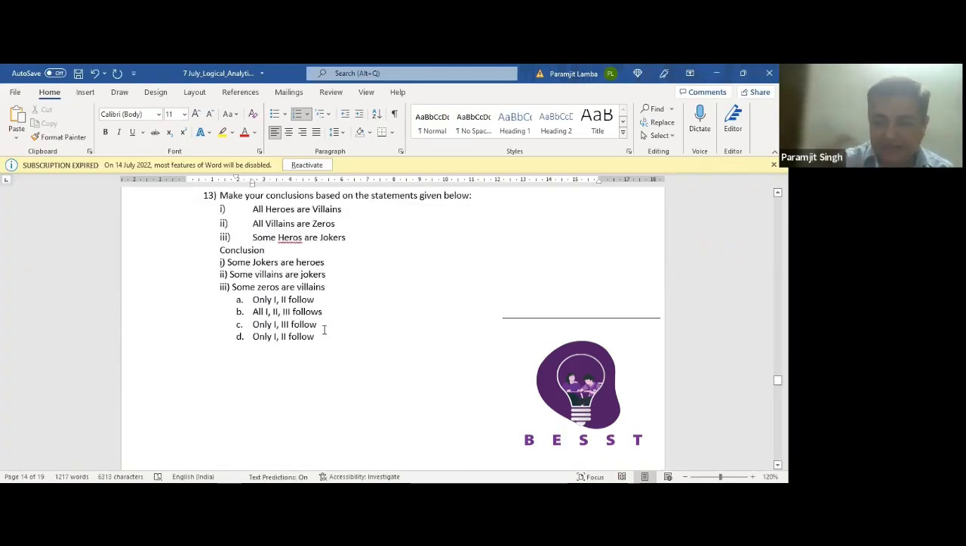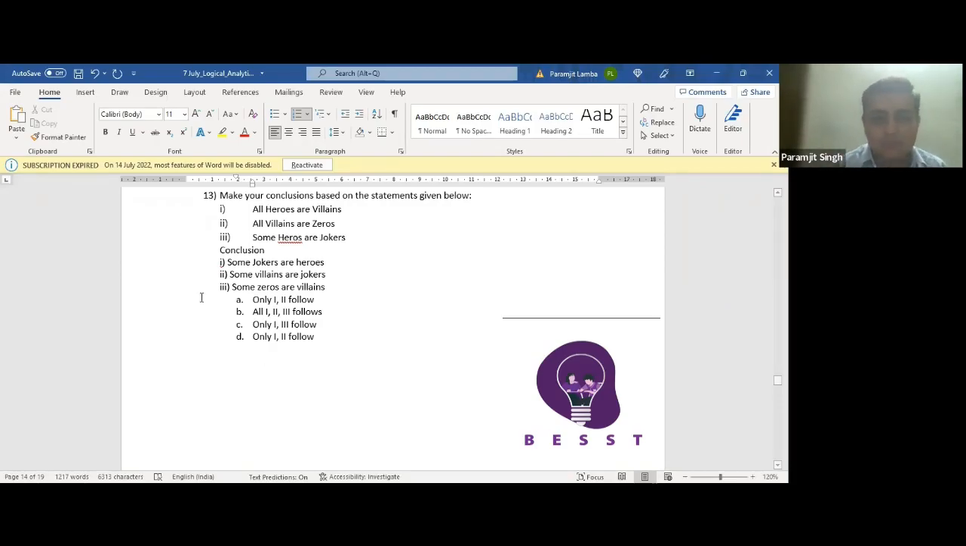Now this is a different kind of question, where you have to base your conclusions on the statements given below. Now, these are similar to Venn diagrams, but you can draw the Venn diagram on your rough sheet based on these statements, or you can do this mentally. All heroes are villains, all villains are zeros, some heroes are jokers. So what is the conclusion? Some jokers are heroes, some villains are jokers, some zeros are villains.